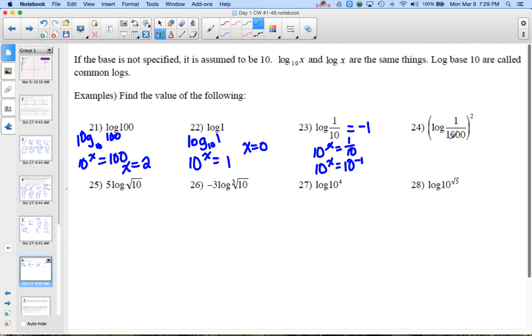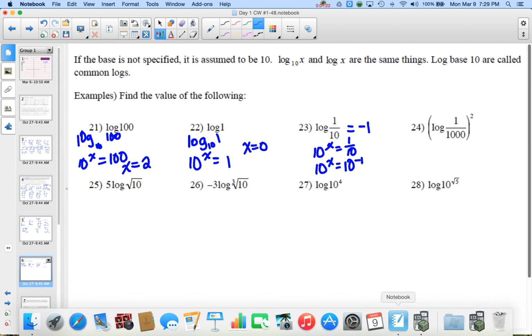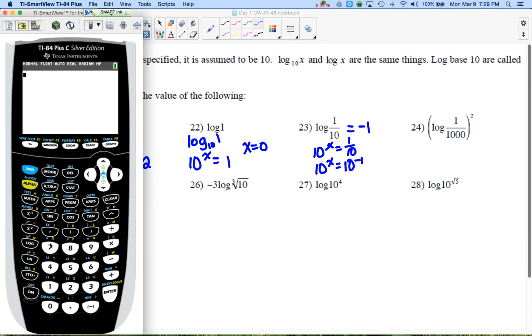So moving on here, you should notice a pattern, and actually if we take a look at our calculator, you actually have a key to evaluate logarithms. So for example, if I do log of, say, 1,000, you'll see we get 3. If I were to do log of 1 over 1,000, I'm going to get negative 3.